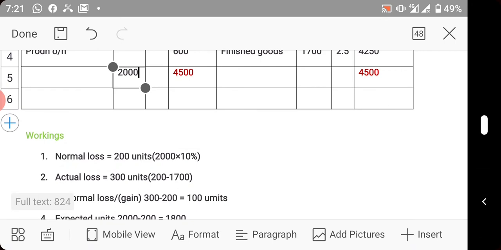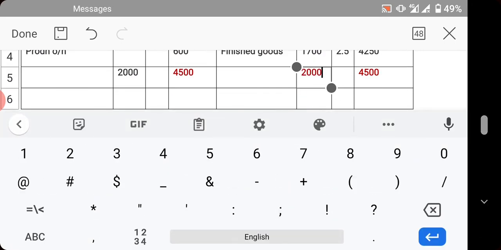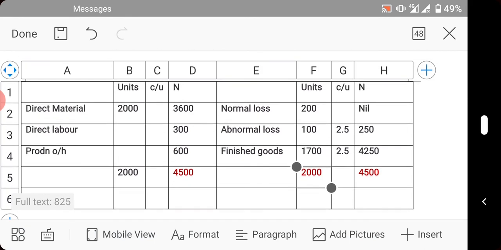So you now come here. The total value will still be 2,000. So since it is 2,000, you now say 2,000 minus.